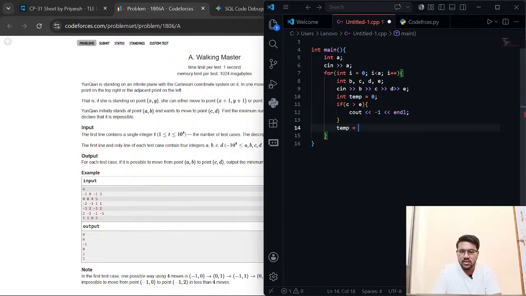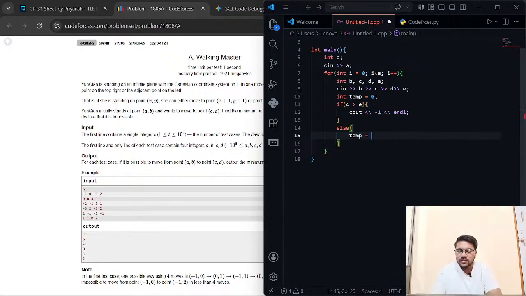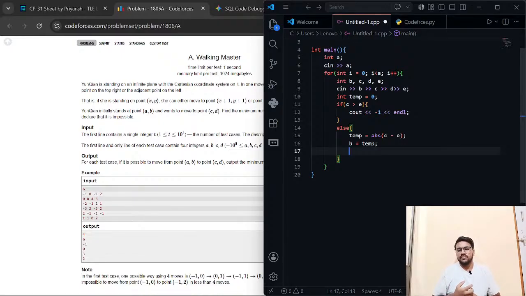temp equals ABS of C minus E, then D equals b equals ABS of b equals.